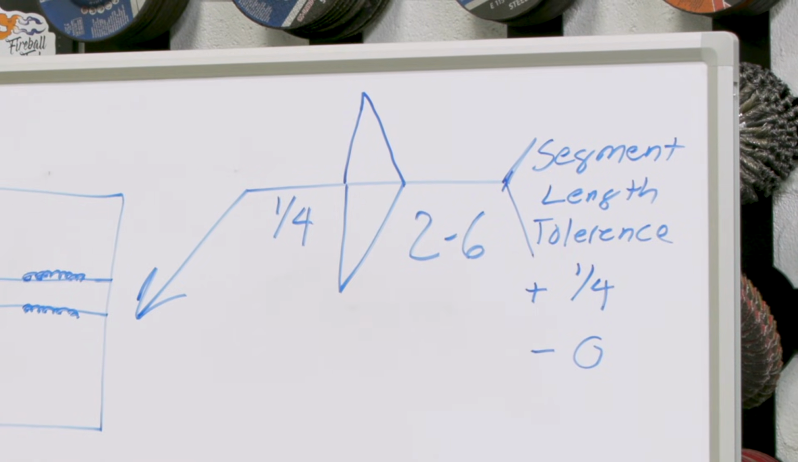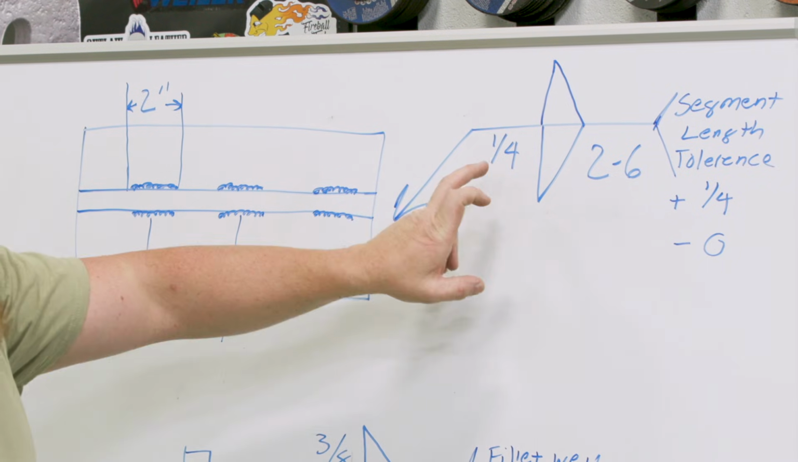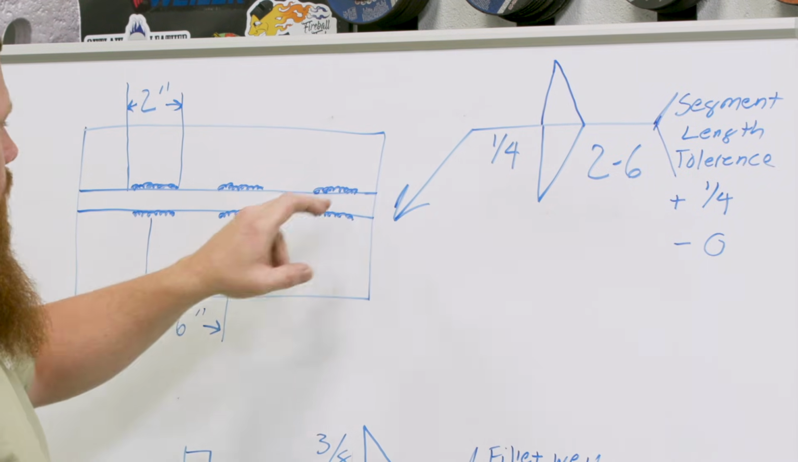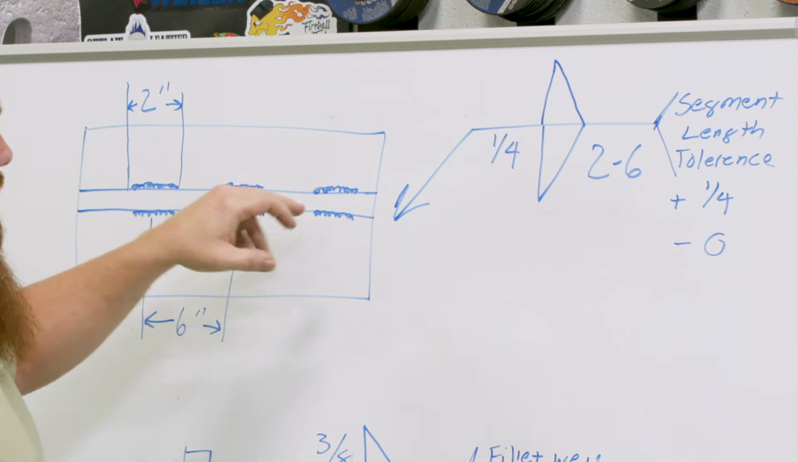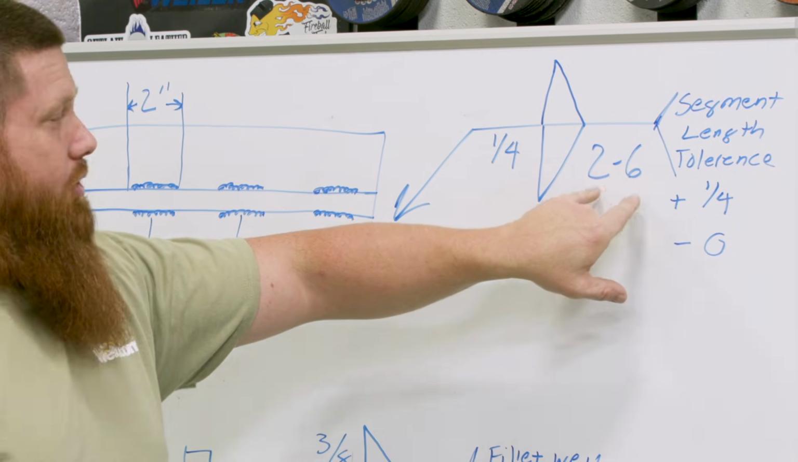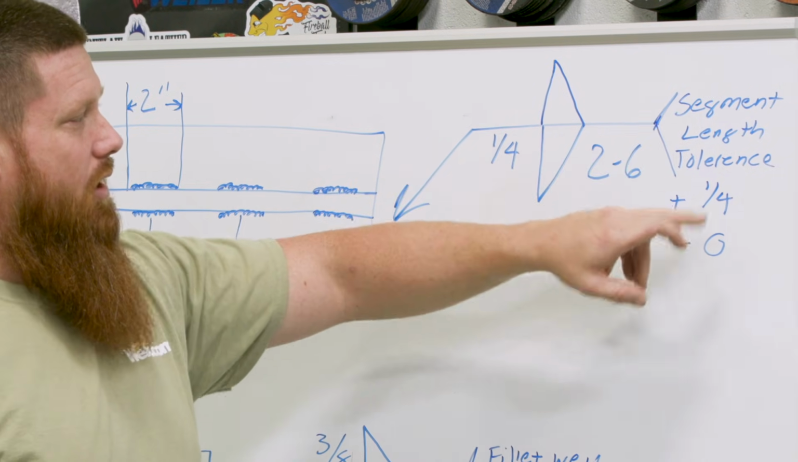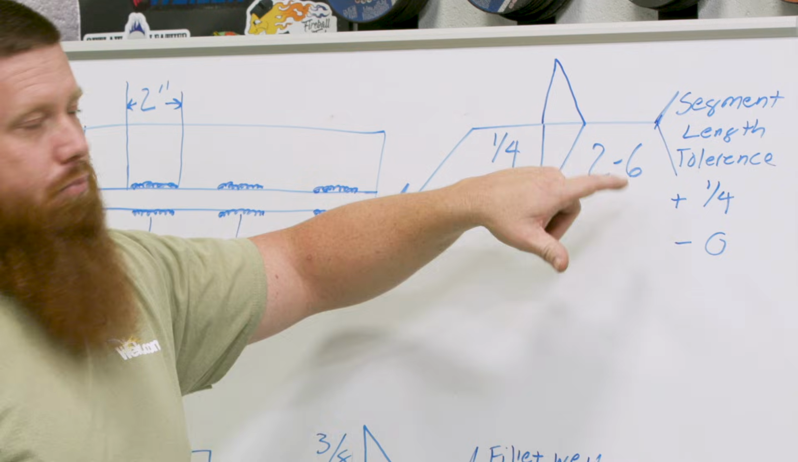So say for instance we have intermittent fillet welds, and they're uniform, they're not staggered, and they're 2-on-6, and we have a 1/4 inch weld. So I have a 1/4 inch weld size on each side. Spacing is going to be 2-inch welds every 6 inches. So as far as my segment length tolerance, I'm allowed to be plus 1/4 inch.